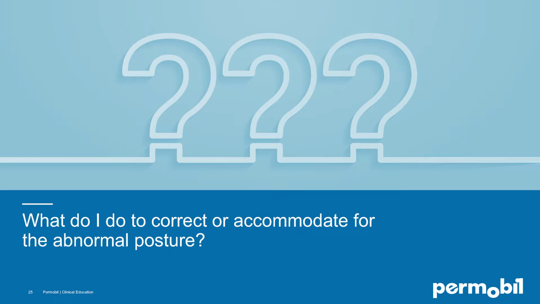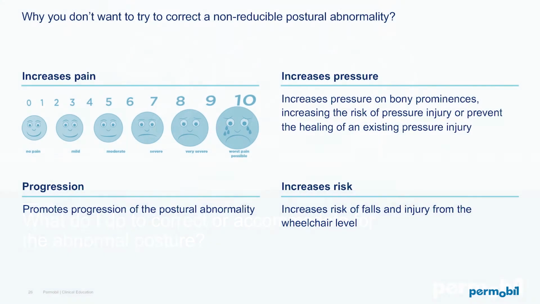Okay, so after we perform the supine mat evaluation and we decide whether that abnormality is reducible or non-reducible, we probably are asking ourselves, how do I correct or accommodate for what I'm seeing? And one of the main reasons that it is so important to take the time, get the client out of the chair, on the mat table, to figure out if it's reducible or non-reducible is because we don't want to cause any harm to our patients.